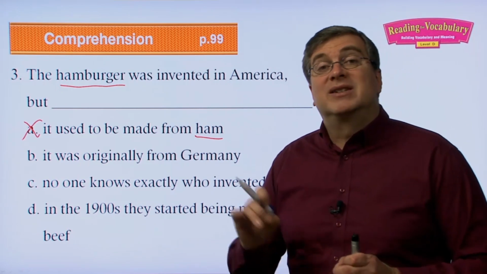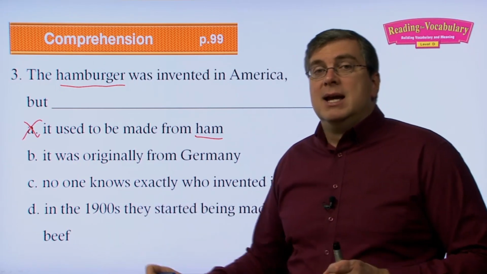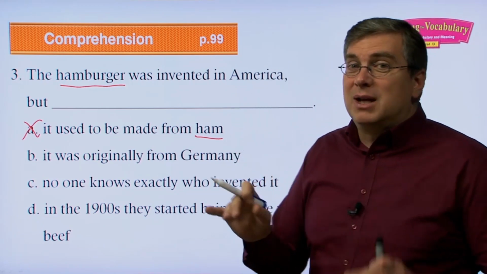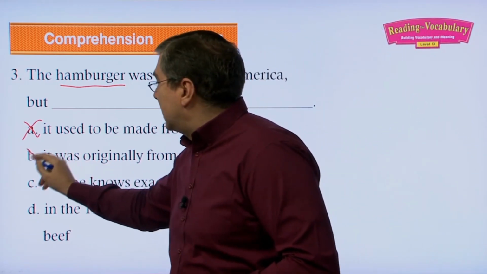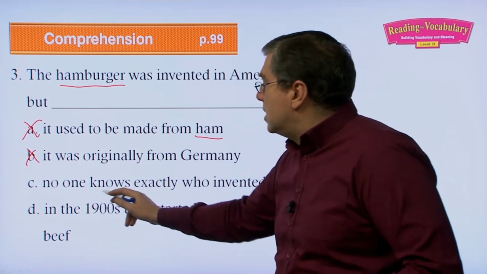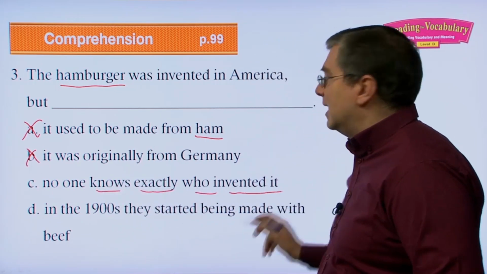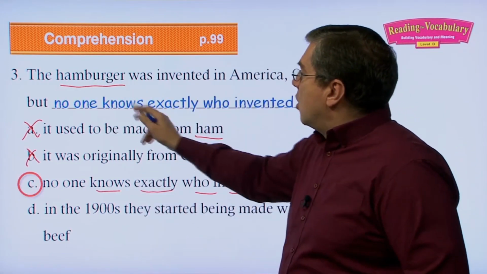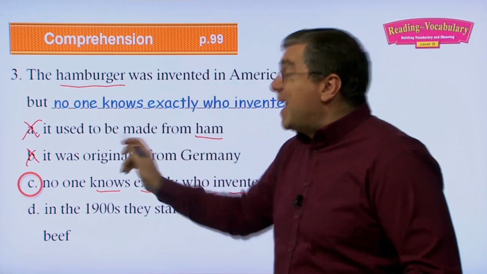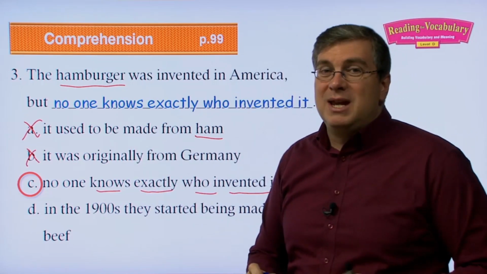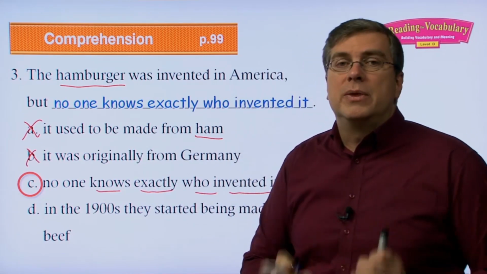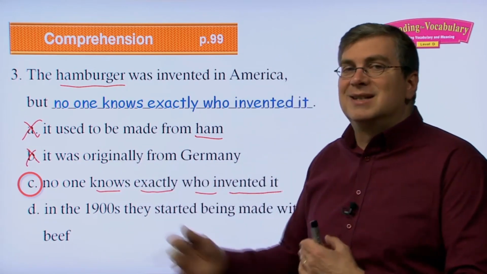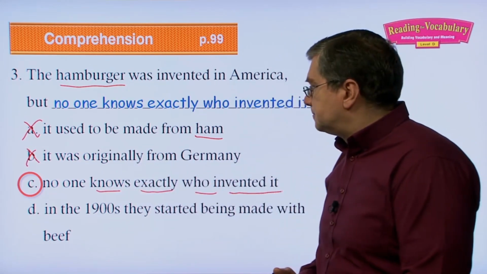Hamburg is the name of a city in Germany. So we're not sure if it came from Germany because nobody agrees on it. So we can't say that. But look at this. See, no one knows exactly who invented it or where they came from, right? So that's the answer. No one knows exactly who invented it. Maybe it was from Germany, but we don't know for sure. That's what the passage said. No one knows exactly who invented it. That's almost exactly what the passage said.